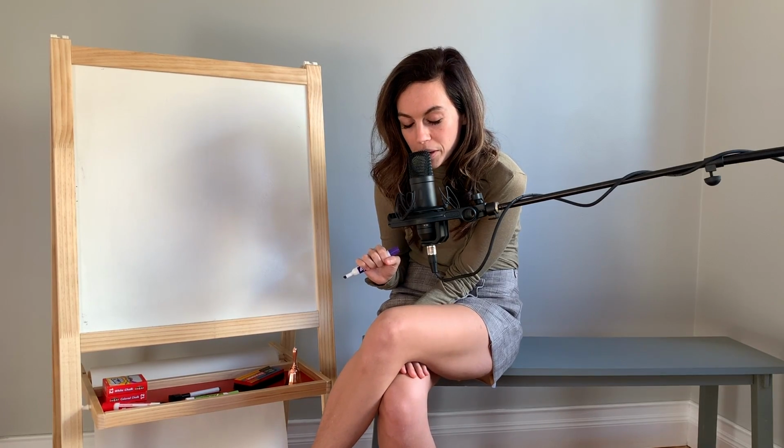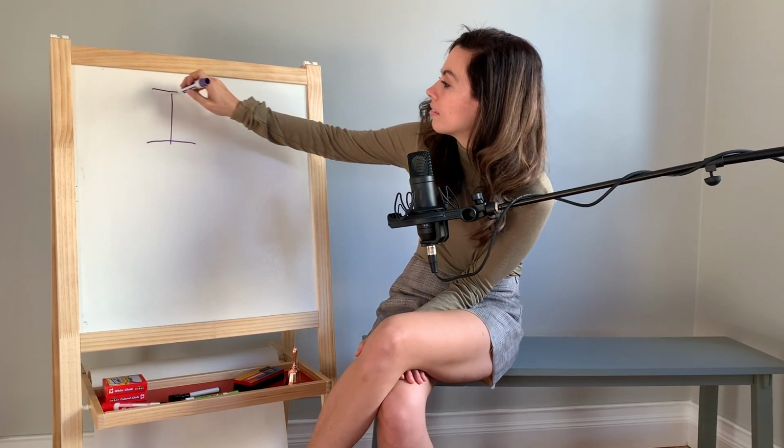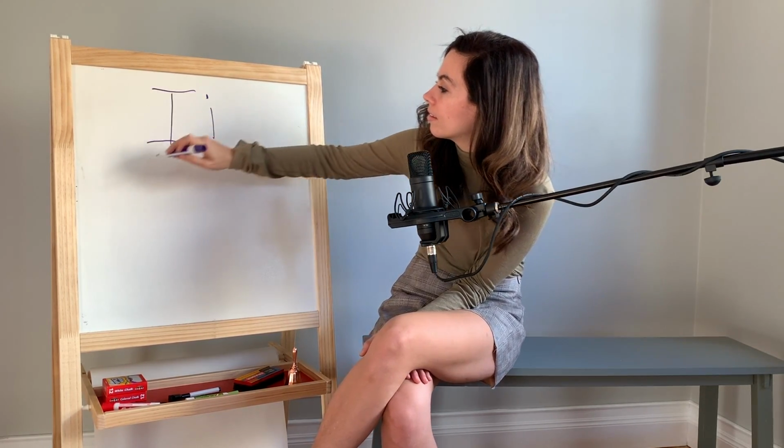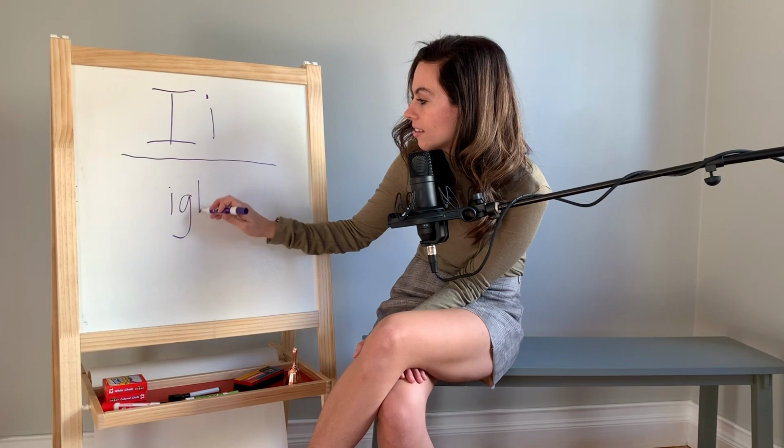The next letter we're going to learn about is I. I says i. And an example of a word with I is igloo. Igloo.